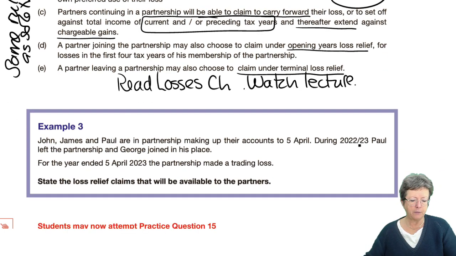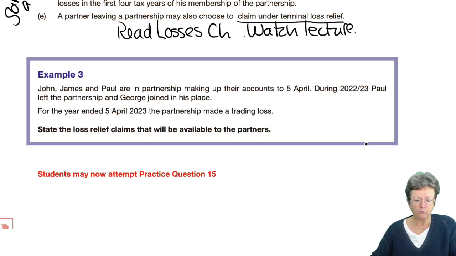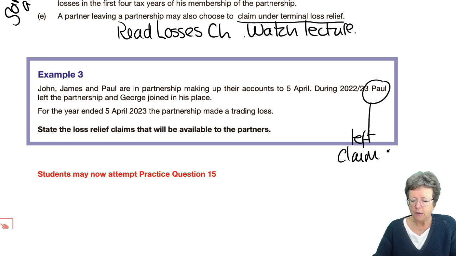Okay, and a simple example that we've got here. John, James and Paul are in partnership. During 2023-24, Paul left and George joined. So what can they claim? So let's have a look. Easy one first. Paul, he left. So he can claim, if he wants to, current year or previous year. He can't claim carry forward because he's left, but he could claim terminal loss relief.